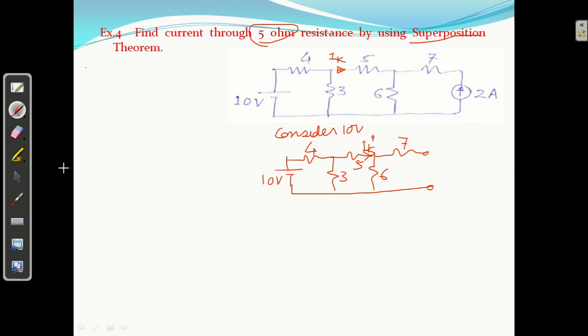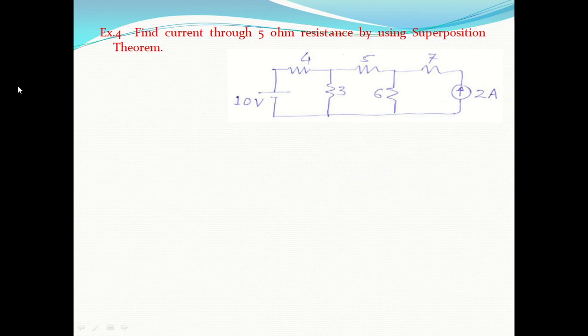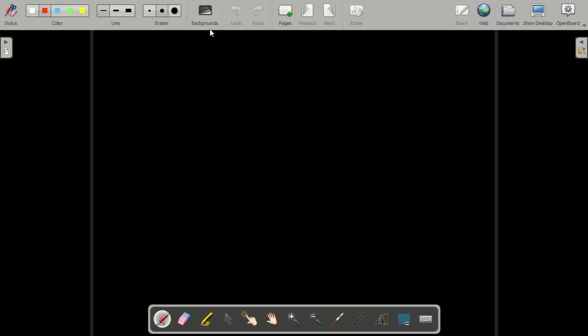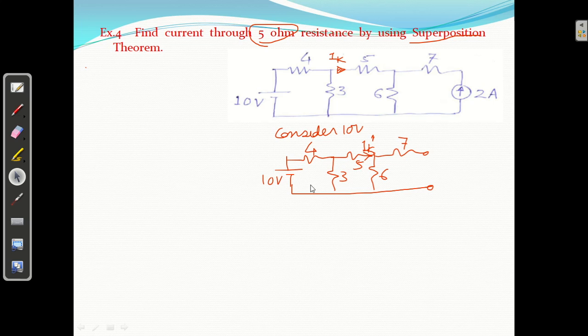How many loops are there? How many loop currents? Right? I am taking 2 loop currents. This one and this one. So I am taking 2 loop currents. Say I1. For first loop I am taking I1 clockwise. Second loop again I am taking clockwise. So this current I2, I2 means IK dash, we have to find. So you can write the KVL.